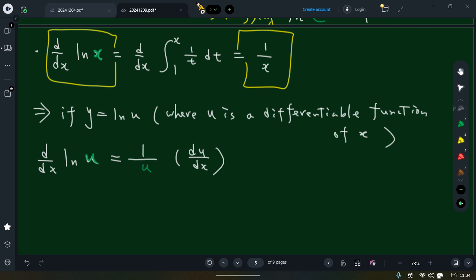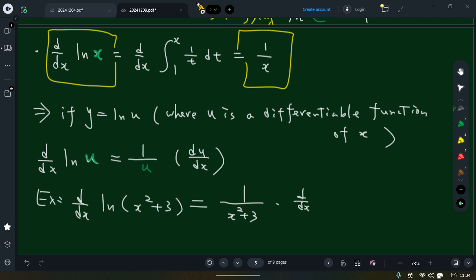So let us give it a try: if we want to differentiate ln of x squared plus 3, what's the result? That will be 1 over x squared plus 3 times the derivative, so that will be 2x over x squared plus 3. Okay, so please also keep this in your mind.